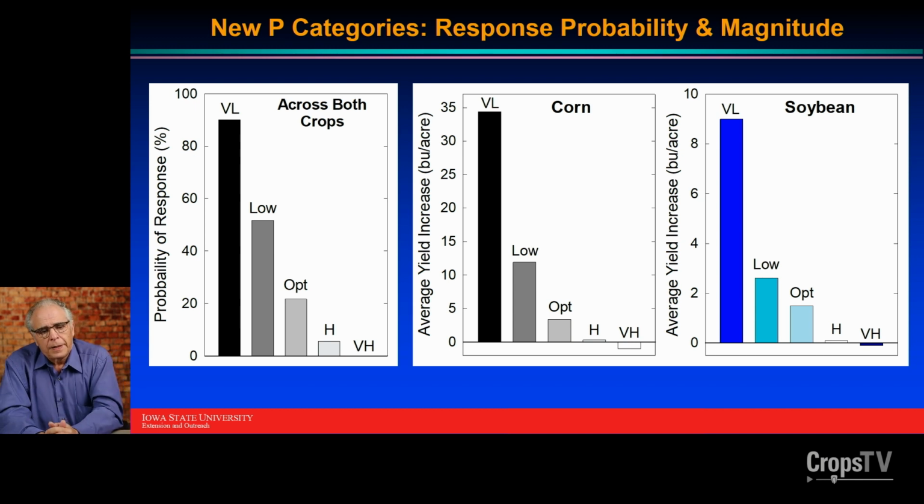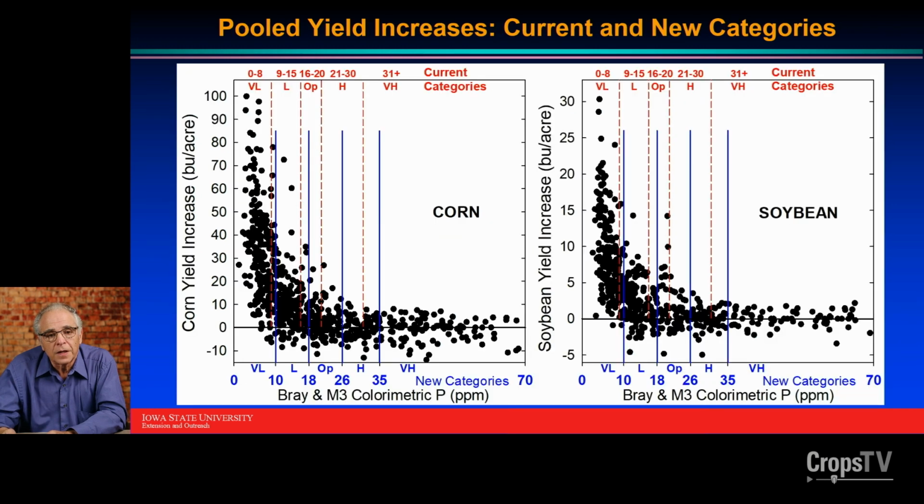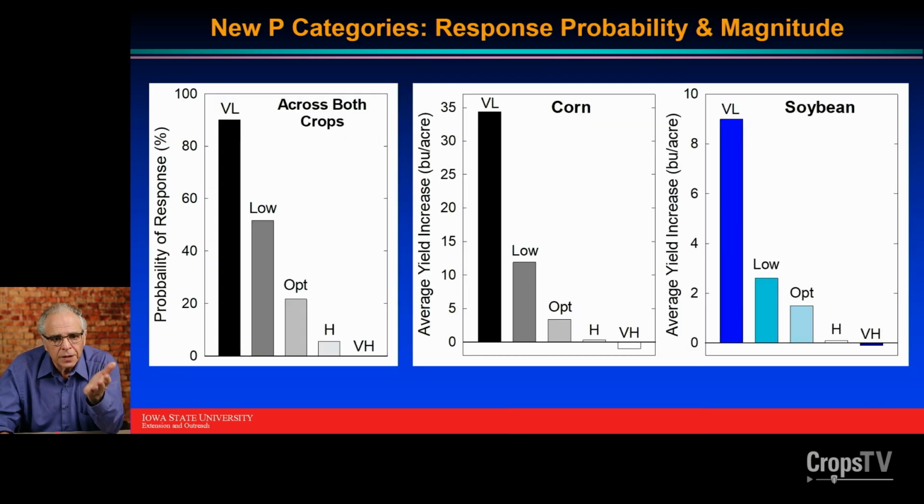So in the left chart, you see the probability of a response, okay? So this essentially is these responses that we have here in each class. What is the probability that there is a response? So for the very low, it's about 90%. For the low, it's about 50%. For the optimum, it's about 20%.